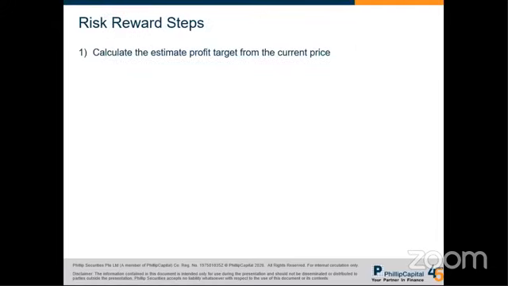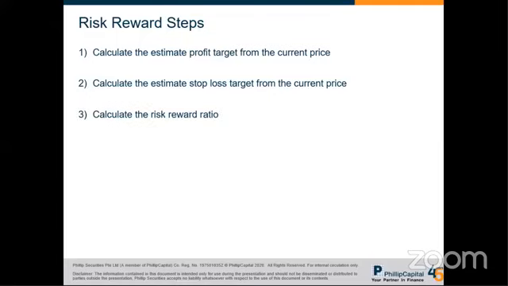So how do you calculate the risk reward ratio? First of all, before entering a trade, you need to estimate the profit price from the current price. Next, it is very important to have a stop loss. So you need to estimate the potential stop loss from the current price when you want to enter the trade. Subsequently, you calculate the risk reward ratio.